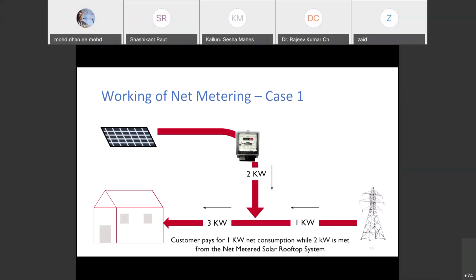If you are a consumer with a maximum 3 kilowatt connection, then the maximum capacity of solar PV which you can install at your rooftop under net metering is 3 kilowatt only. You cannot go beyond that. Likewise, if you are a 5 kilowatt consumer, then you can install only a maximum of 5 kilowatt capacity. You cannot go beyond that.